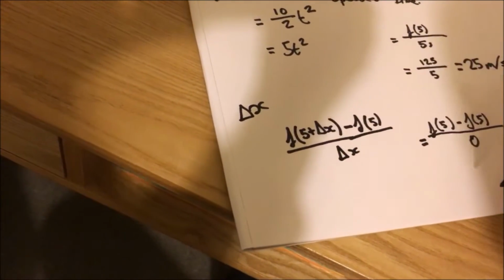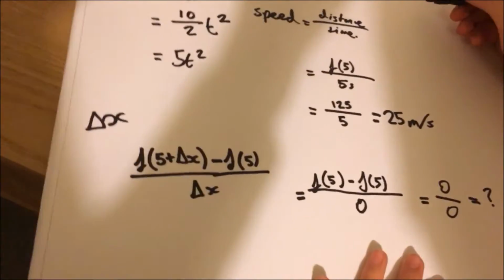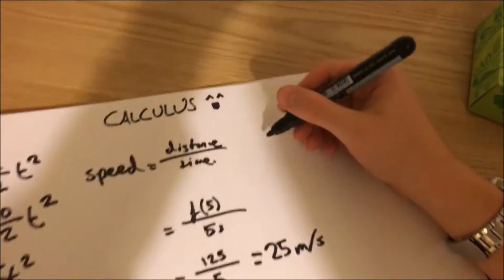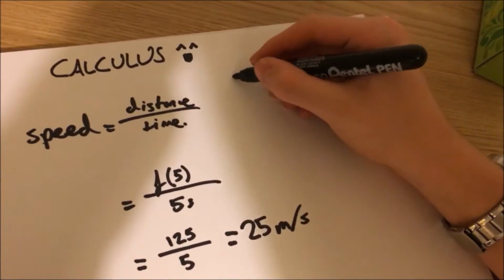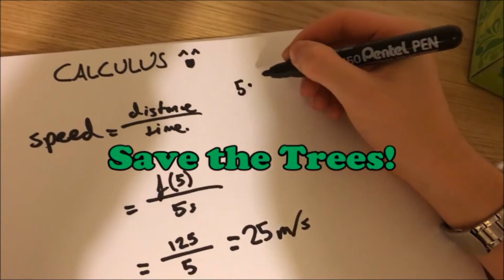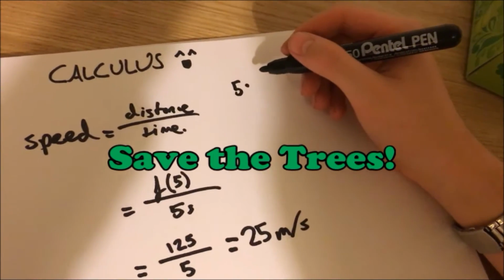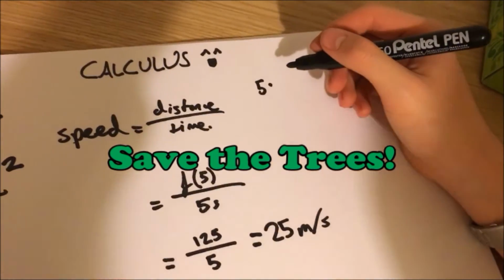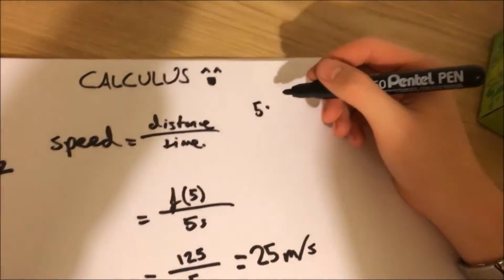So let's expand these. Now we've got, let's move it up here just because we've got a little bit more space. I don't like wasting paper. We've got 5. Save the trees. Save the trees indeed. I'm going to have like a little pop-up that says save the trees.